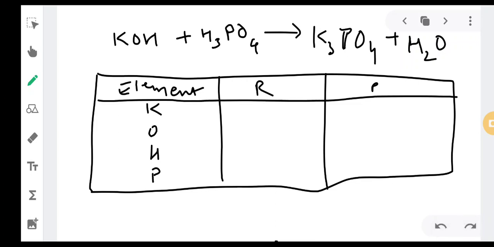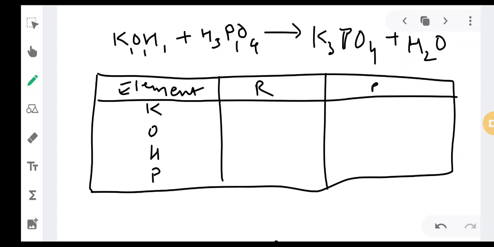Okay, so which are the various different elements? K is one element, O is one element, H is one element, and P is one element. So there are four elements in the total equation. Okay, there are just four elements. Now, how many atoms are there of each element?